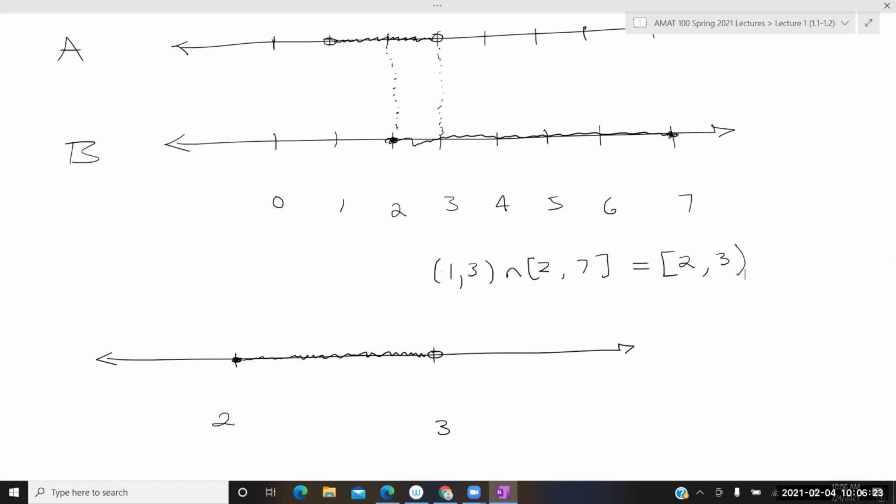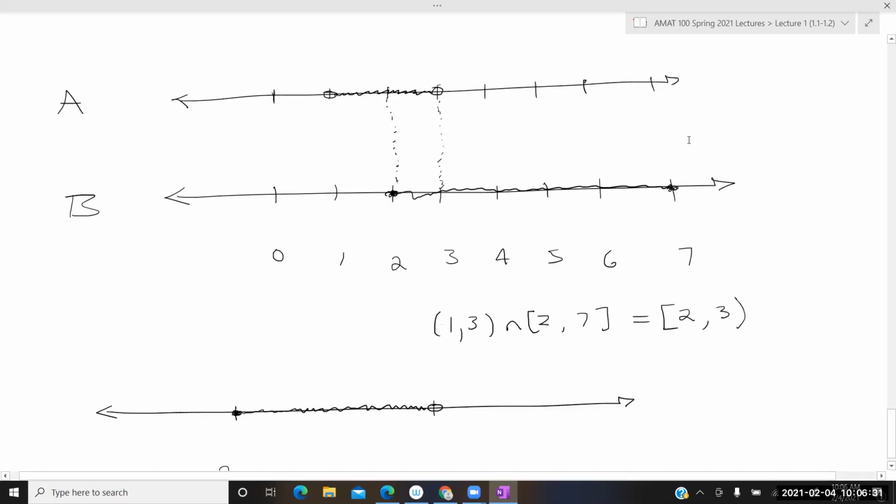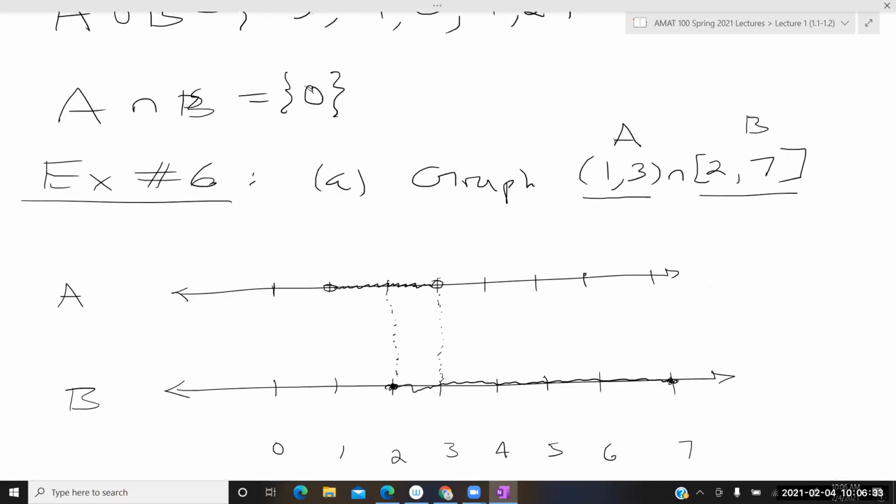So that's one example right there. The union is not too bad. I'll just leave that up to you. This is example 6. So this is part A. I did part A. If you want to go through part B, maybe that's something we'll do on Friday.